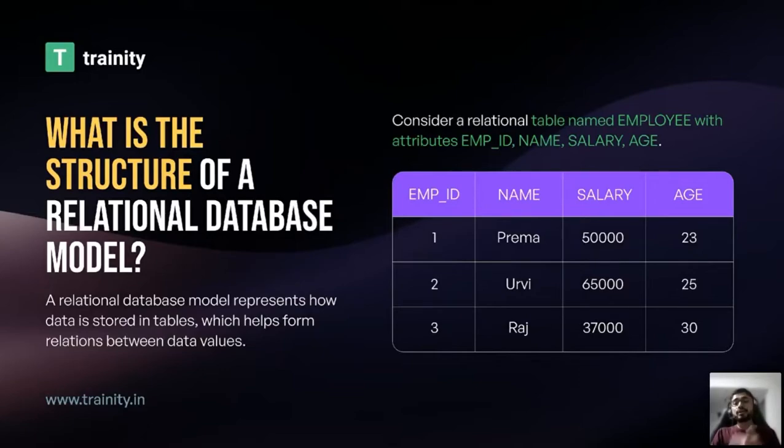Similarly, salary also is a number, right? So it can either be a decimal value, because obviously salaries are never specifically integers. There could be some fractional values in a salary column as well. So usually people use decimal type of data type, which allows you to store values even in decimal formats. And finally, age will be an integer.